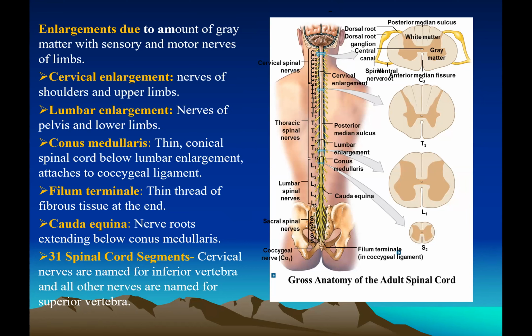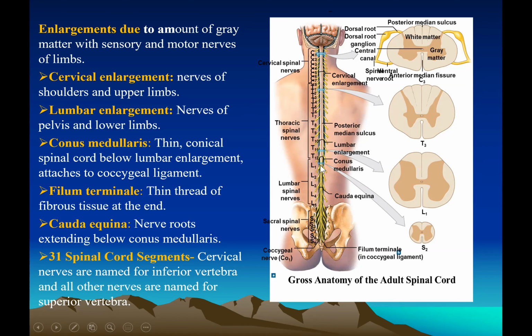The next enlargement is the lumbar enlargement. Again, this is a junction of nerves of your pelvis and lower limbs. It ends in a cone-shaped structure called the conus medullaris, right below the lumbar enlargement. And then it anchors. All the dura mater will come together and anchor the spinal cord to the coccygeal bone, your tailbone. It tapers off to form the filum terminale, which anchors the spinal cord in the vertebral column. So this is for support.